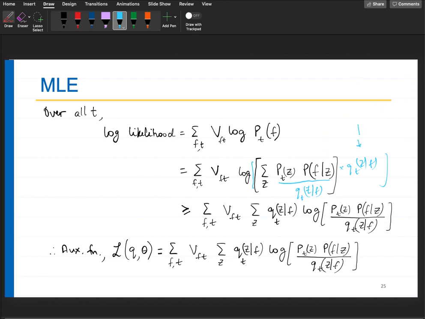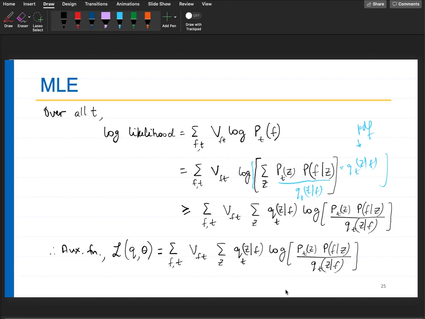These are PDF, so they are always greater than or equal to 0, and they sum to 1. So you can apply Jensen's inequality and bring out this q(z given f) out here, and you say that this term is always greater than. So if you want to maximize your log likelihood, you maximize this lower bound, then you are good to go. And this log likelihood can be analytically maximized. So this is the auxiliary function, right? This thing. And now what will you do?